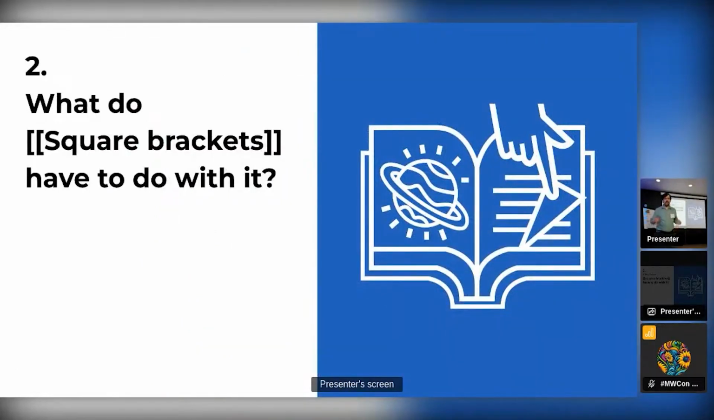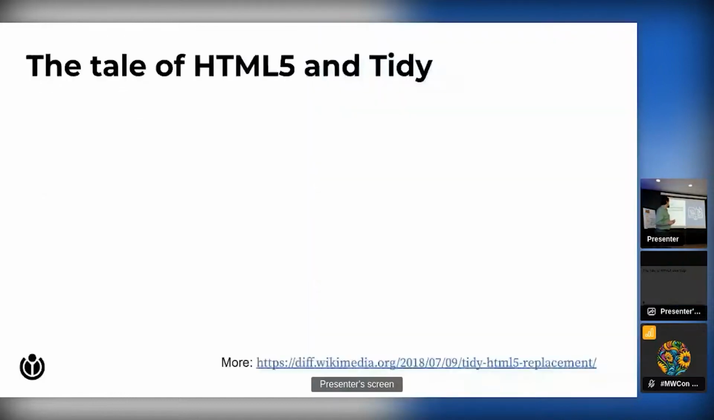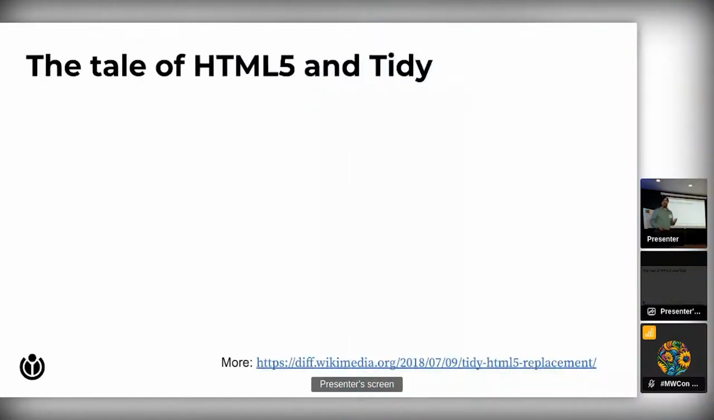Okay, so now we're 10 slides into the talk, and you know about wikitext, you know about parsing, and this new thing called Parsoid. But the title of my talk promised something about square brackets, so what's up with that? So let me tell you an ancient tale.